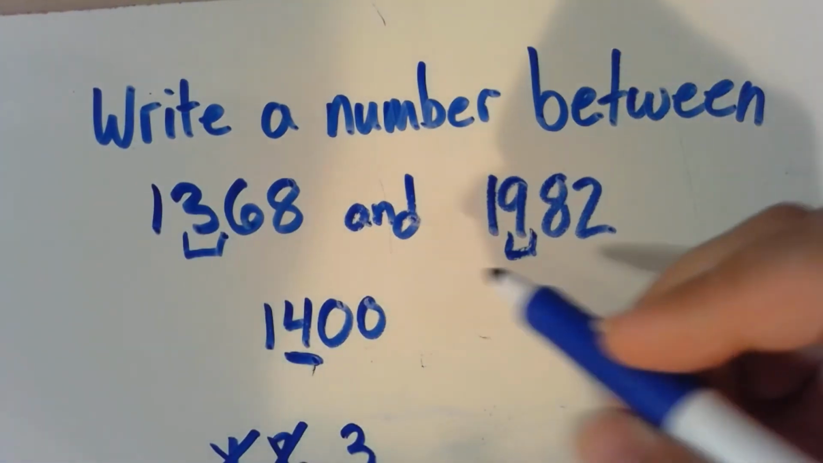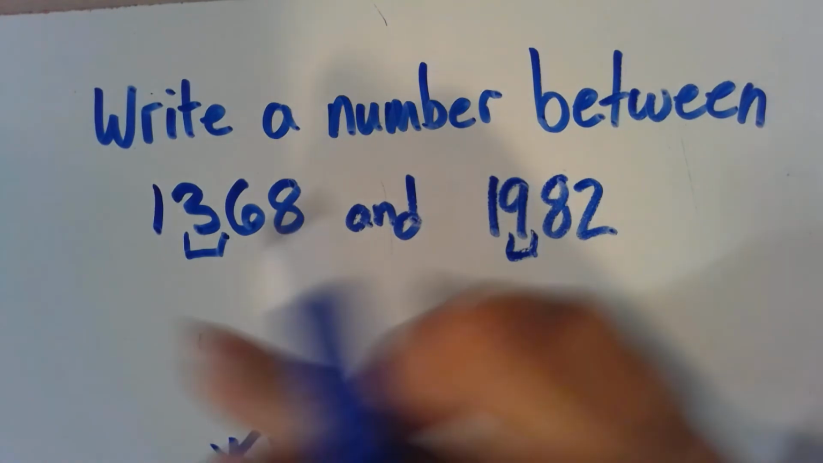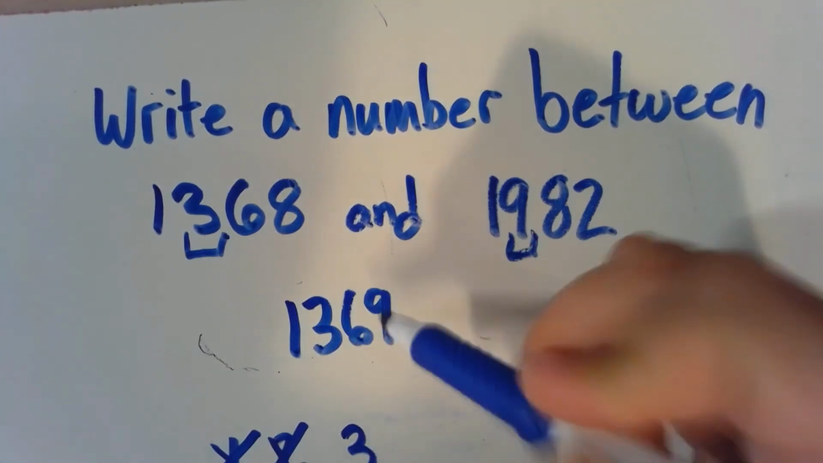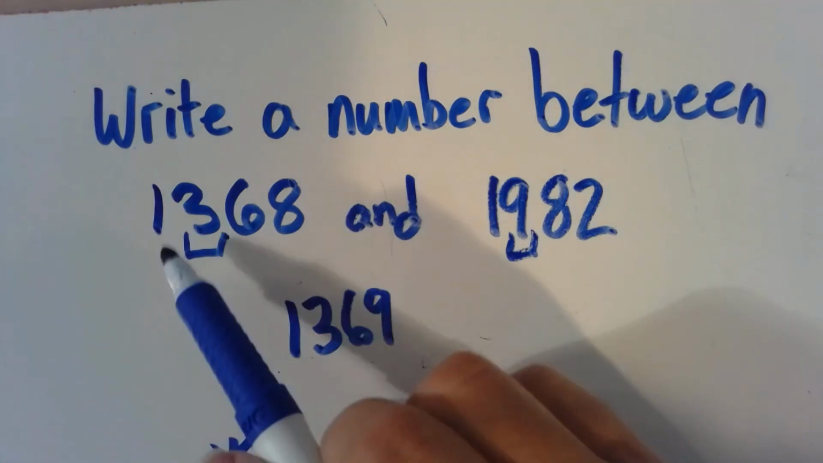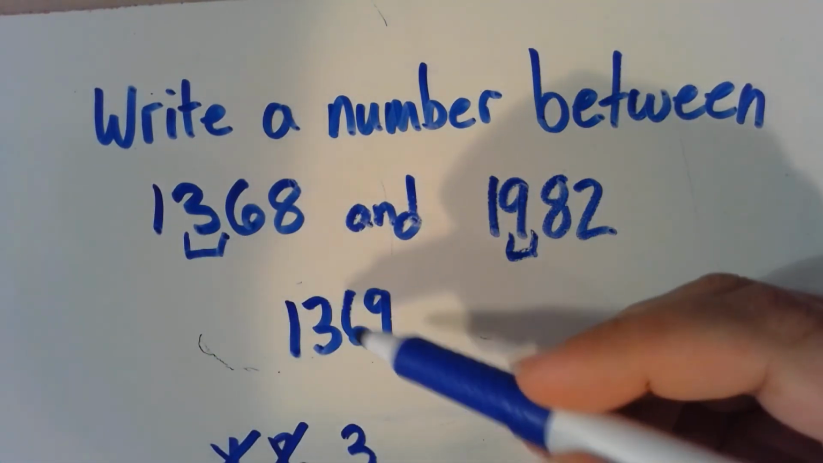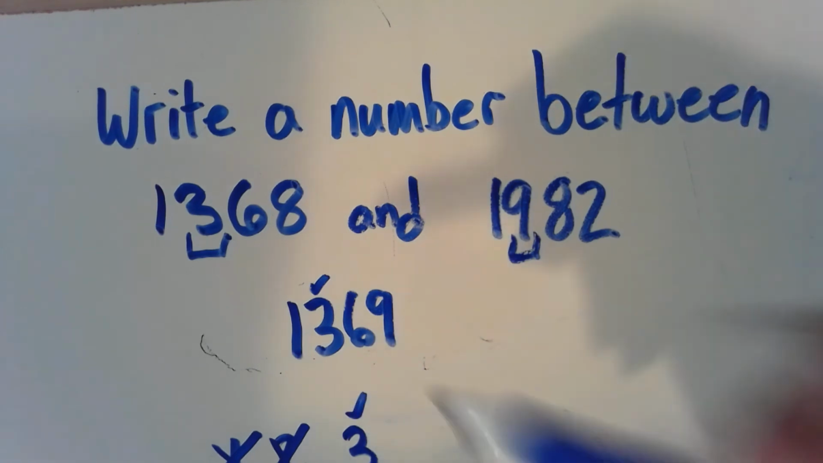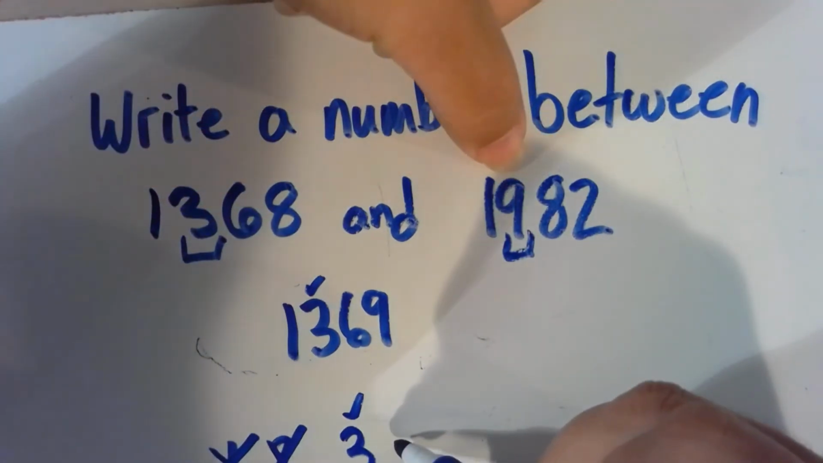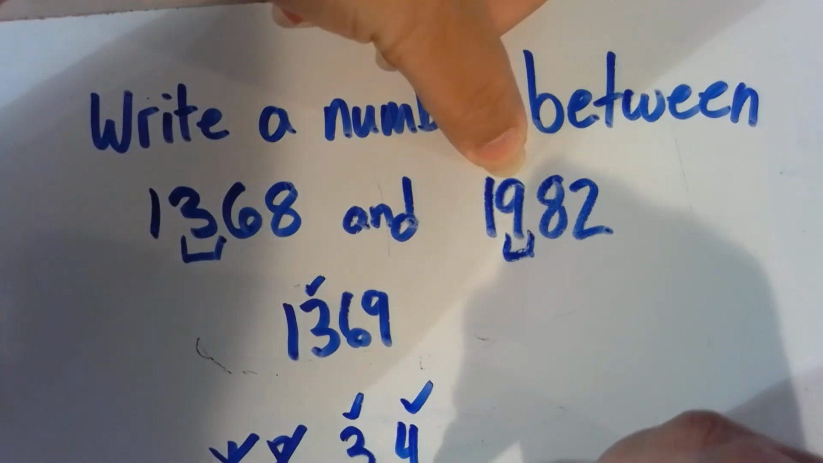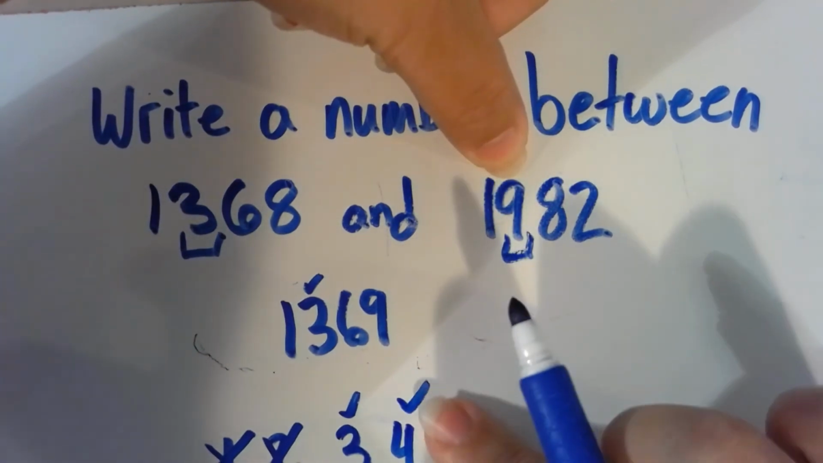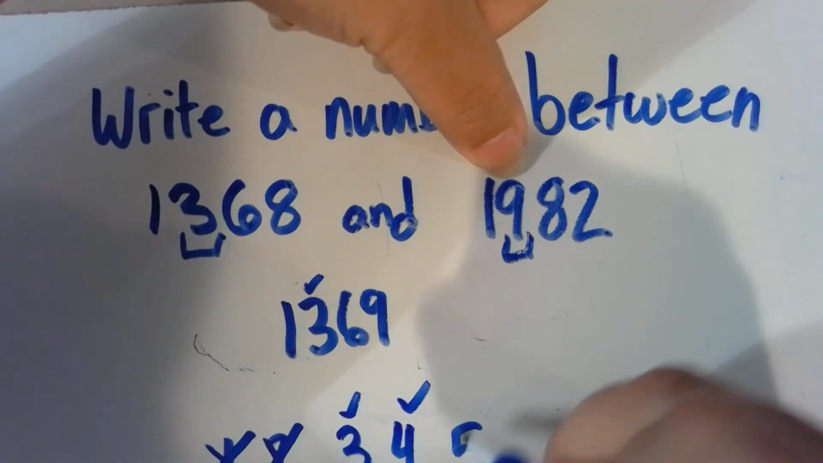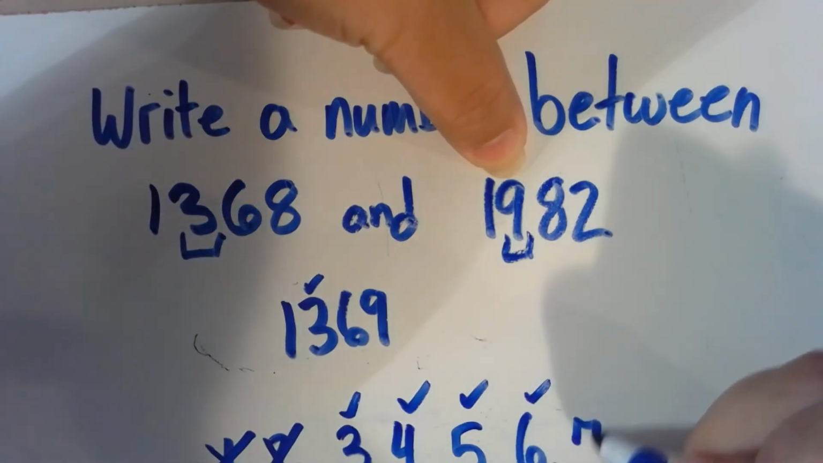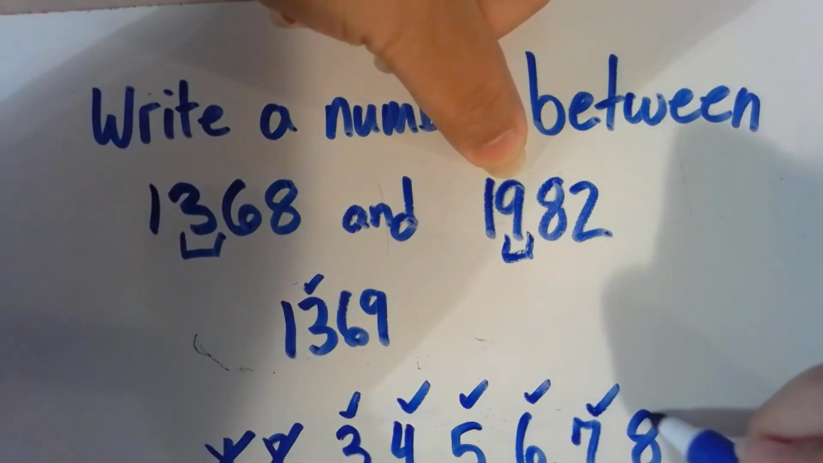So I could have 1,369. That is higher than 1,368. So I could have a 3 in my hundreds column. Could I have a 4? I'm going up to 9, so I could have a 4. I could have a 5. Oops, I don't know why I wrote a 7. I could have a 5. I could have a 6. I could have a 7. I could have an 8.